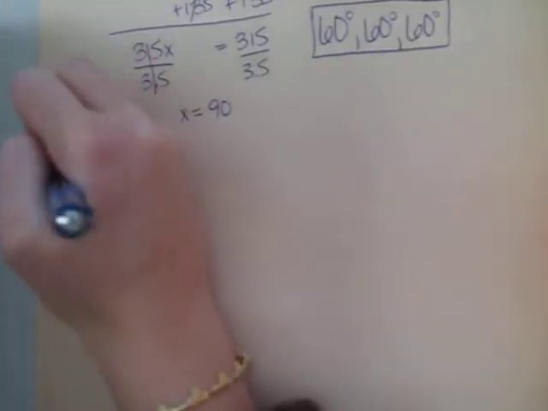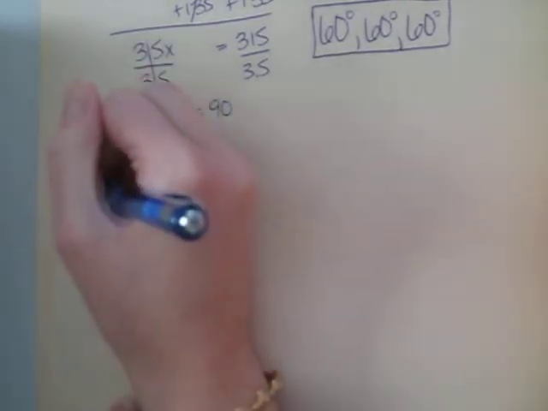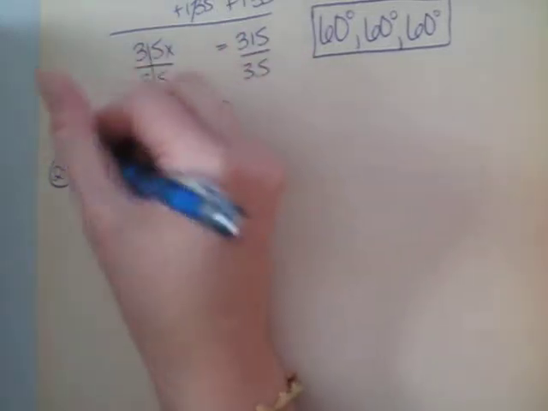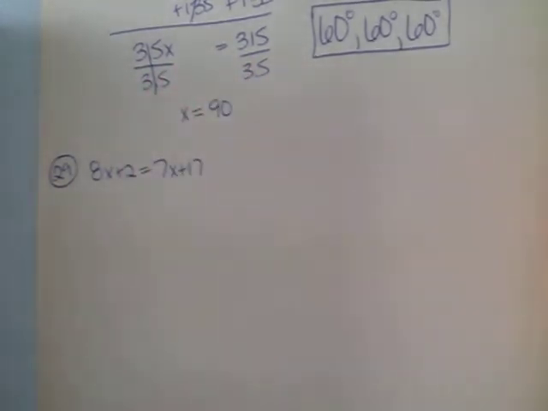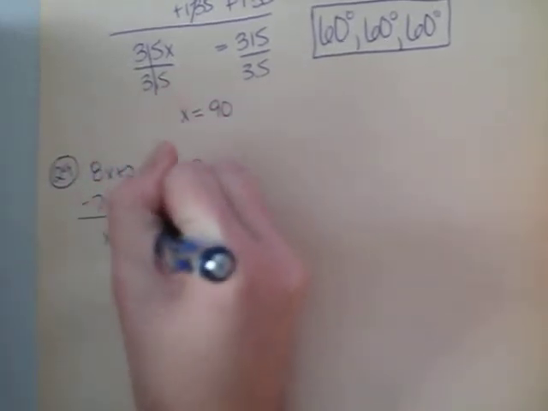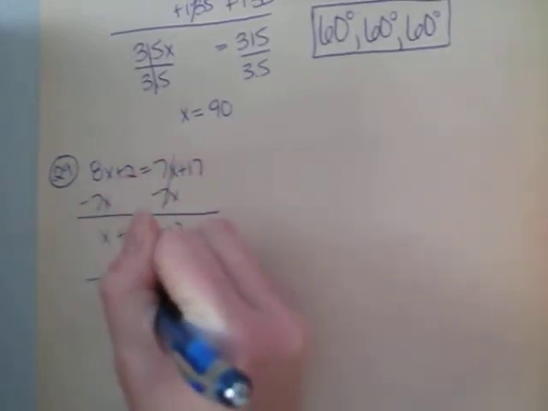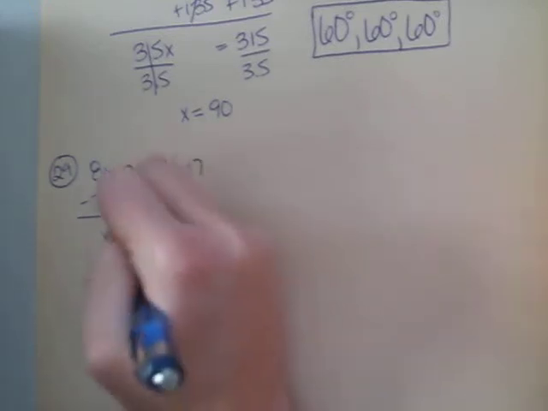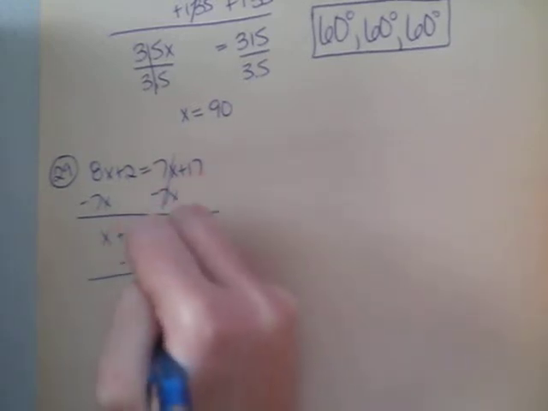Okay, our next question, 29, is dealing with vertical angles. Vertical angles are always congruent. They're across from each other. So you have the two variable representations. Take them, set them equal to each other: 8x plus 2 and 7x plus 17. Let's solve for x. So subtract 7x on both sides. Subtract 2 on both sides. I get x equals 15.